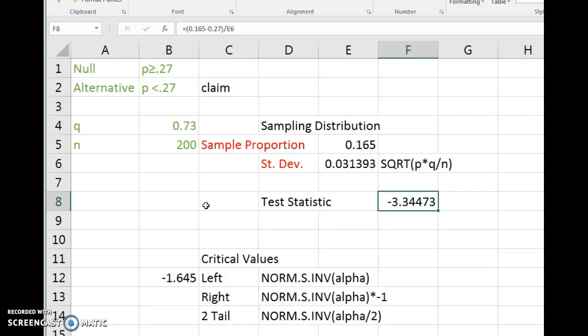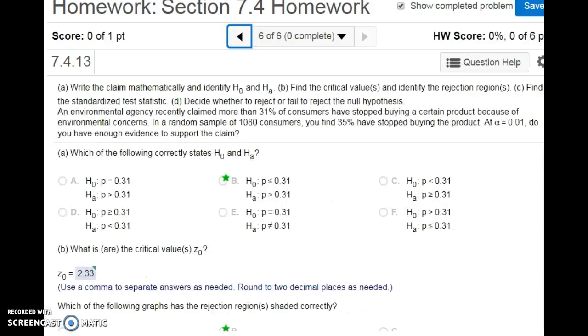And I should have done this at the beginning of the problem. You always want to do your p times n and your q times n to see if they're both bigger than 5. So 0.27 times 200, put an equal sign there. That's bigger than 5. And our q is 0.73 times 200. That's also bigger than 5. Because they're bigger than 5, we know we can count on it being a normal distribution. So we can use what we know here about the normal distribution to find our critical values and then perform the hypothesis test. So 5 and 6 are going to be pretty similar to number 4, an example I just walked through.